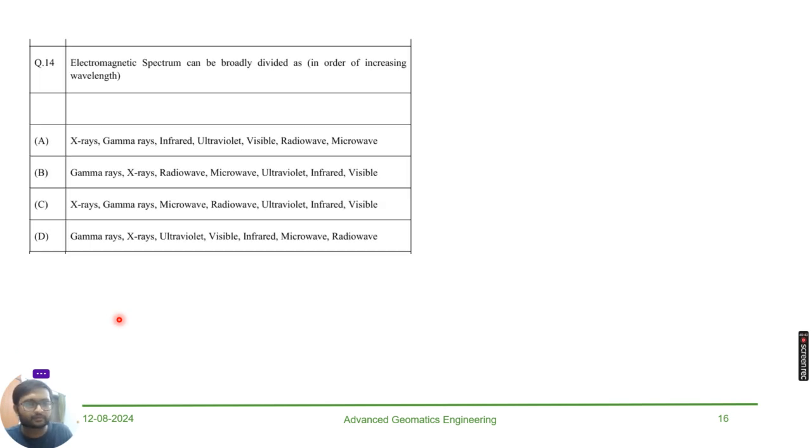Now we will solve some questions from the GATE examination in geomatics engineering, which are based on similar concepts. The next question: the electromagnetic spectrum can be broadly divided into different segments, and you have to name those segments in order of their increasing wavelength. So what might be the right answer over here?